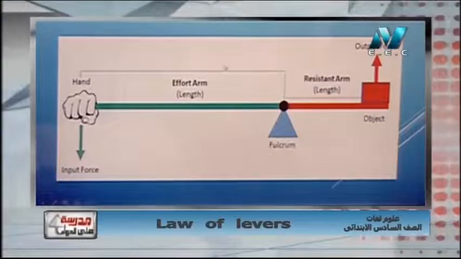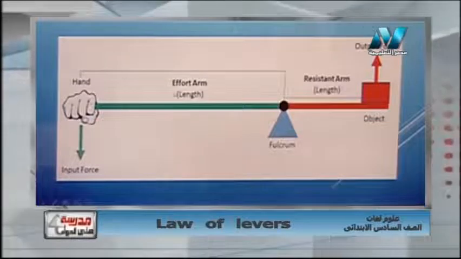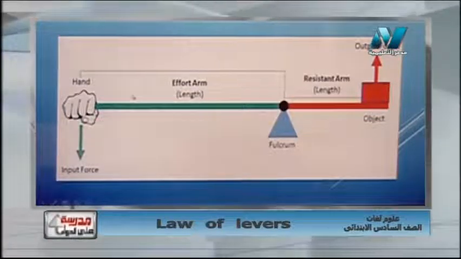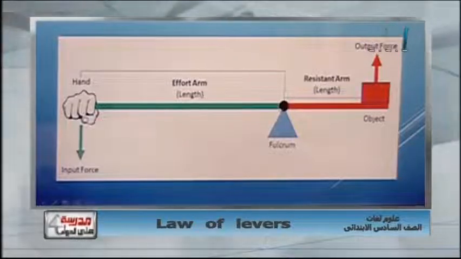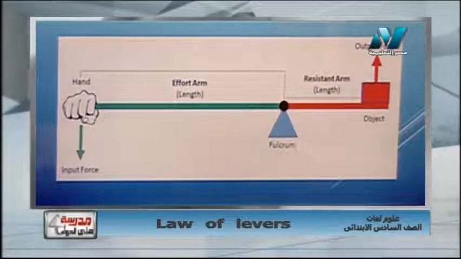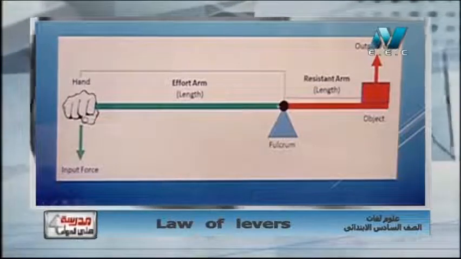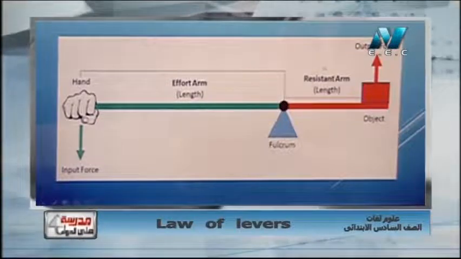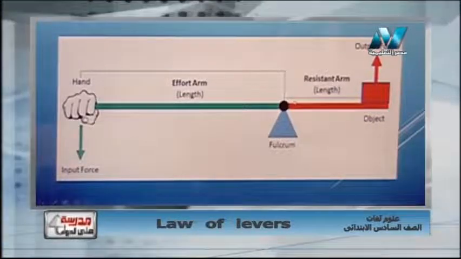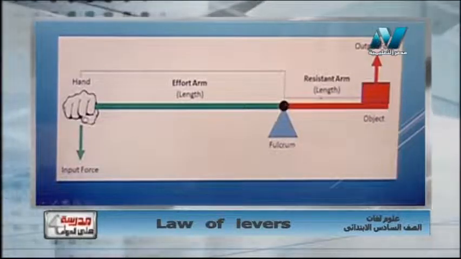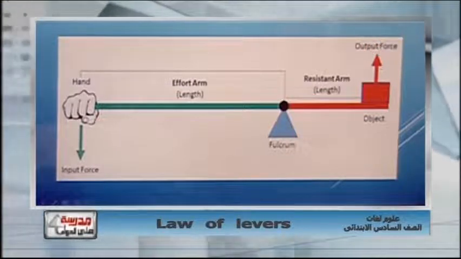Now let's define what's meant by the effort force arm. Effort force arm is the distance between effort force and fulcrum. Again, effort force arm or force arm, the same, is the distance between the effort force and fulcrum. And let's define what's meant by resistance arm. In the same way, it is the distance between fulcrum and resistance, or the distance between resistance force and fulcrum.